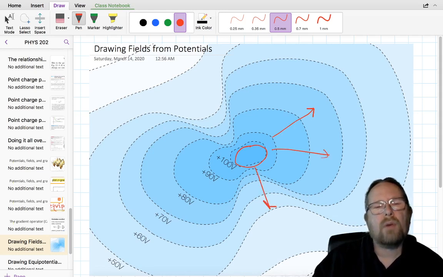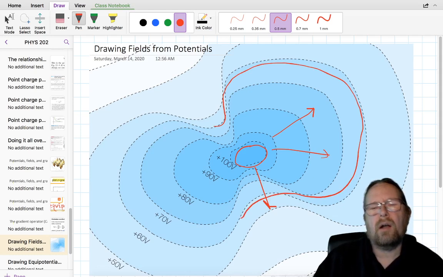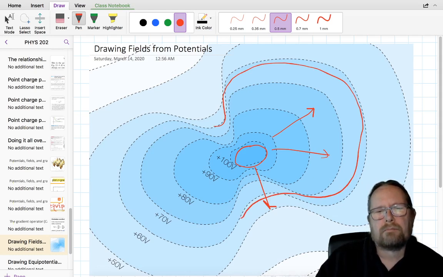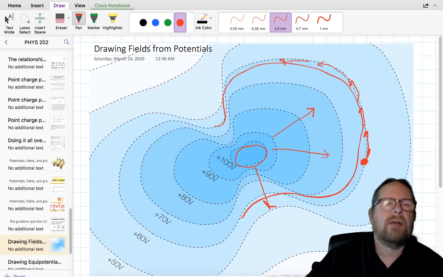Every one of these dotted lines represents a line of constant altitude on the hill. So imagine this hill was covered in grass and you were mowing the grass. If you stood here on the hill, the direction you would want to walk so that you were going neither uphill nor downhill is along one of these lines of constant altitude or constant elevation.